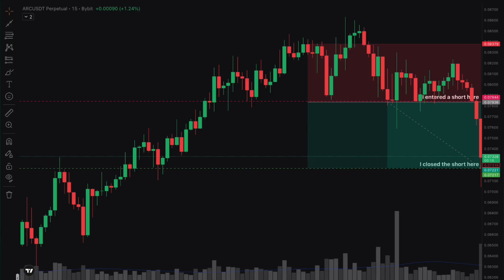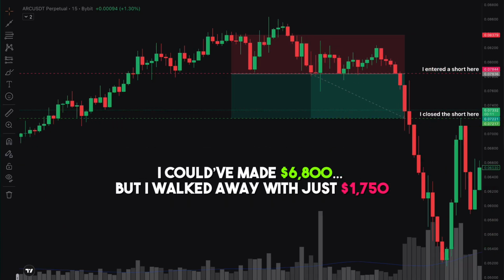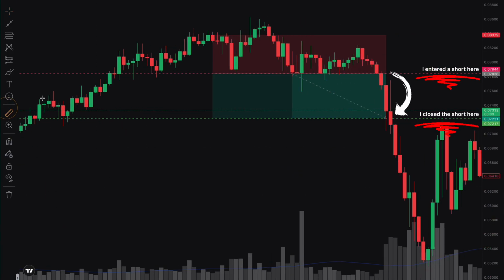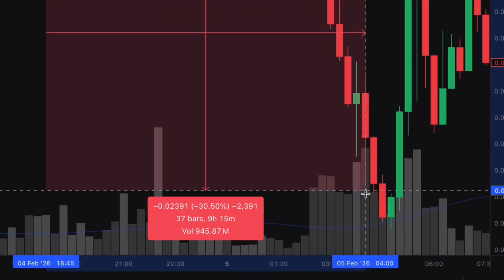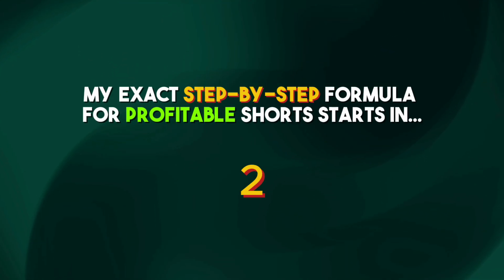But here is the painful part. If I had followed proper money management, this trade could have made me over $6,800. Price continued falling over 340% with 10x leverage without me. And this mistake is exactly why I'm sharing this strategy with you.